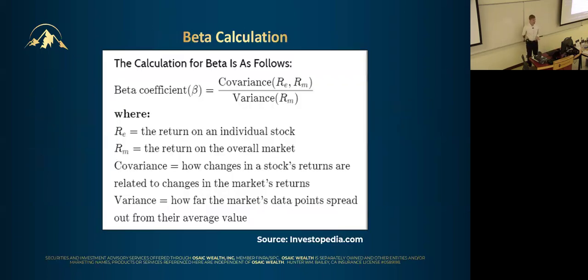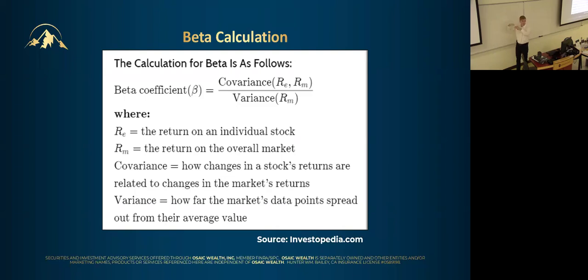So beta is calculated in a little bit of a complex way. We won't go through the math and do tons of algebra right now, but I just want to throw this up there just so that you can see it in case it's interesting for you. So it just has to do with the variance of returns, where you have the returns on the individual stock, the return on the overall market, how changes in the stock's returns are related to changes in the market's returns. So that's covariance, which is kind of the relationship of the variance, and then the variance is how far the market's data points spread out from their average value.